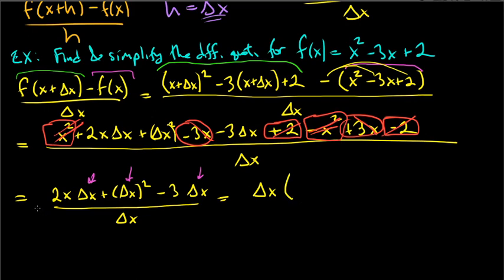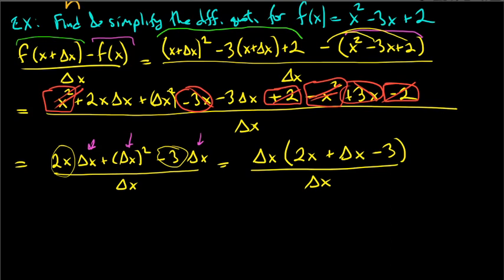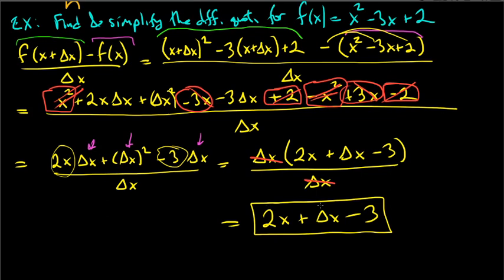So what does the delta x multiply? So it multiplies the 2x, and since this is delta x squared, it multiplies another delta x, and here you're multiplying just the negative 3, all divided by delta x. Okay, right, and now we're almost done, right? Next thing to notice is that delta x divided by delta x is 1, so they cancel, and we end up with 2x plus delta x minus 3. And that's as far as we can go. This is the difference quotient of x squared minus 3x plus 2.